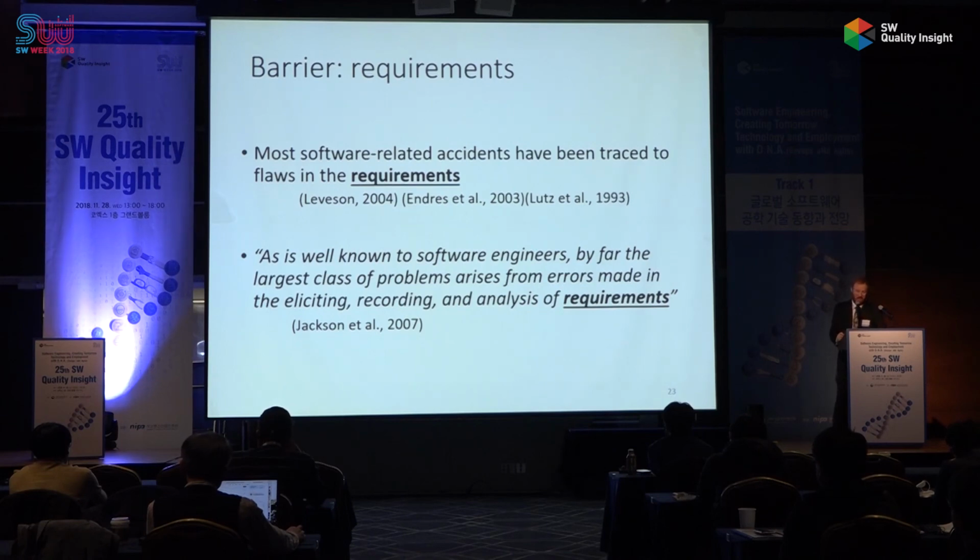Again, in the safety world, this barrier is very well known. Requirements is probably the number one barrier in software safety. Most software-related accidents are actually not due to a bug in the software. As our speaker this morning said, that's not the issue in terms of safety. Most software-related accidents have been caused by flaws in the requirements. Software did what it was told, and we were wrong.